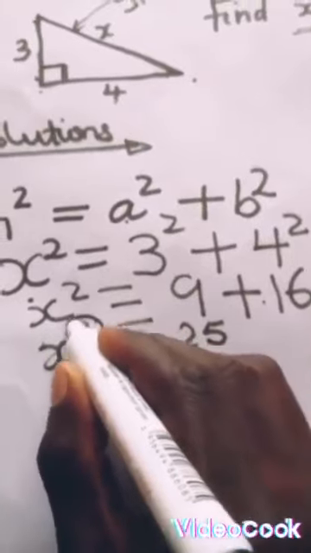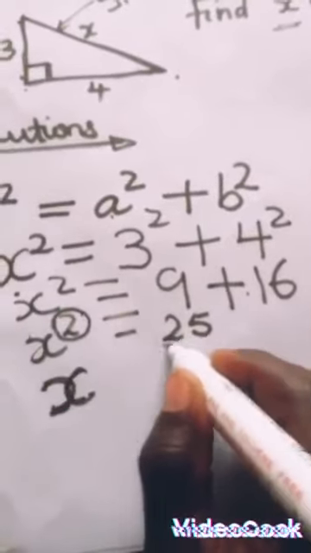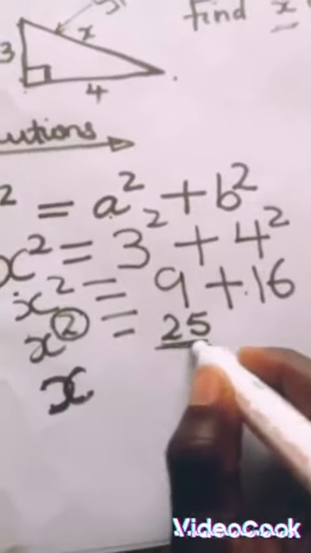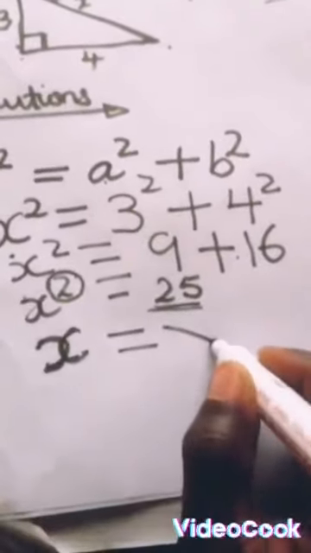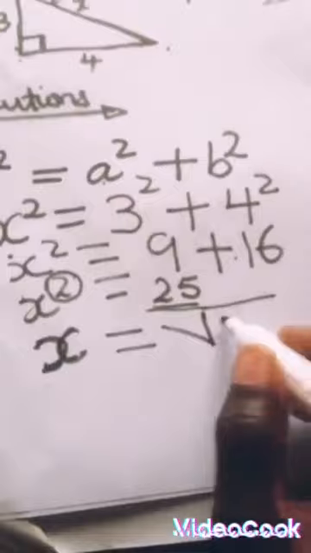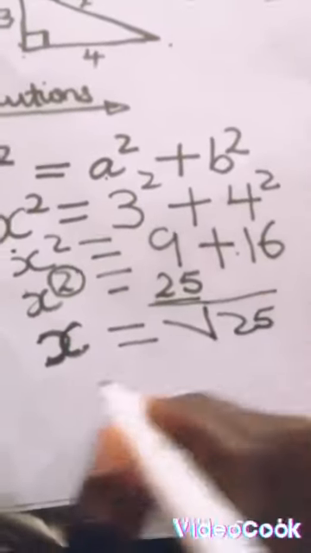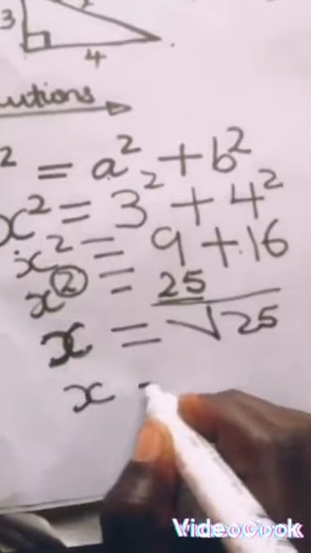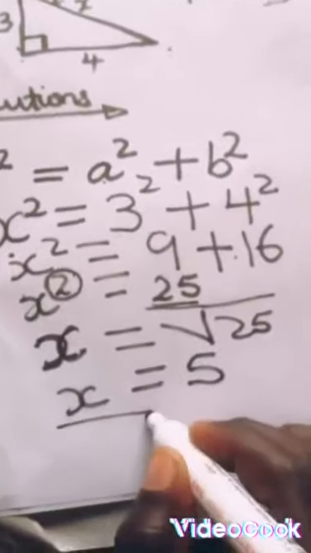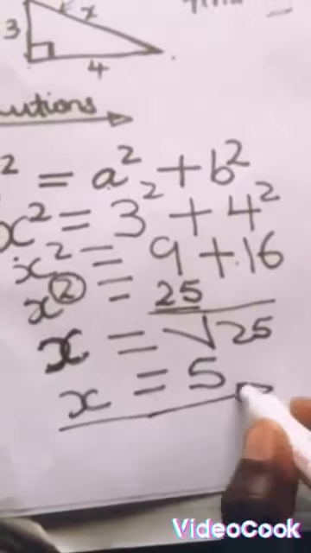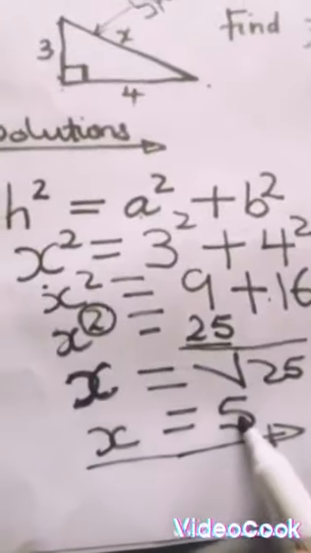How do we remove this one? By finding the square root to the other side, so it becomes x equals the square root of 25. X is equal to what? 5. So it means the hypotenuse of this right angled triangle is 5.